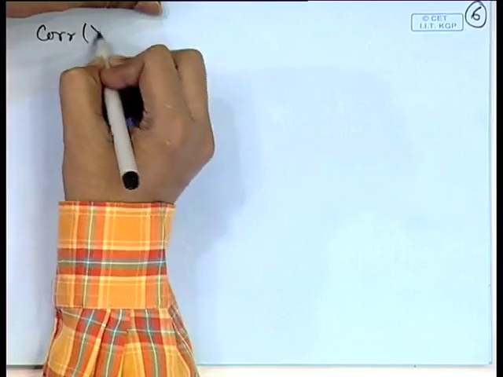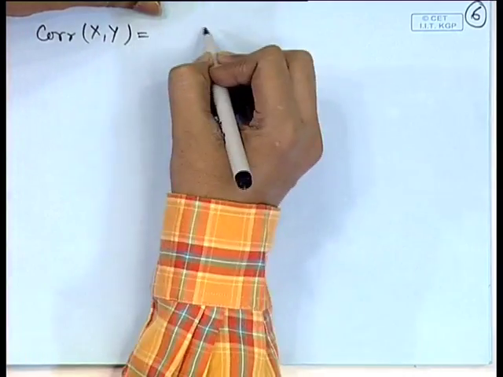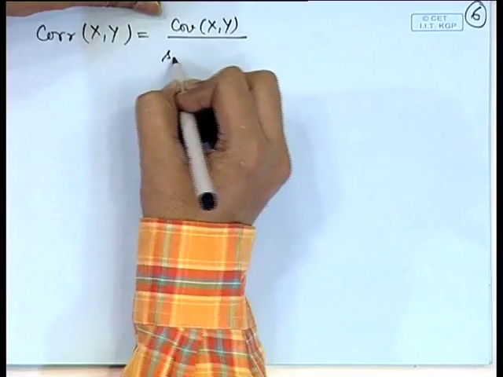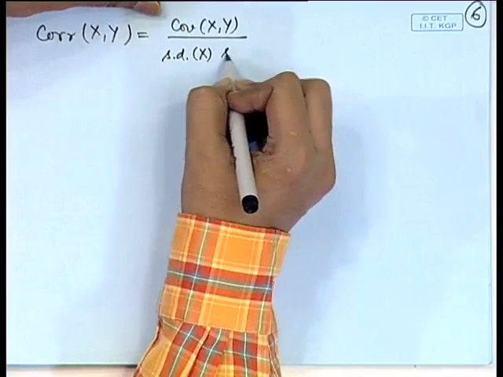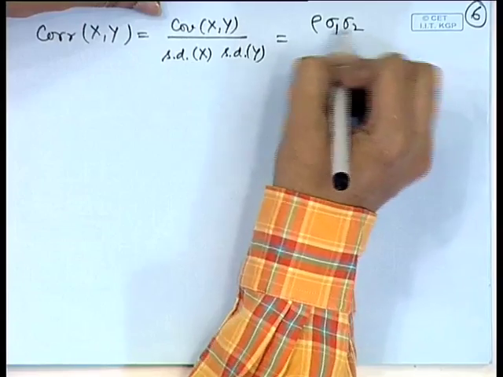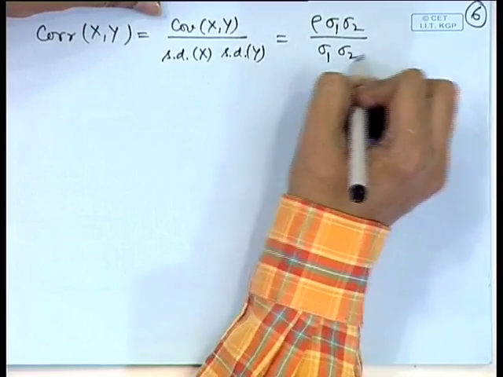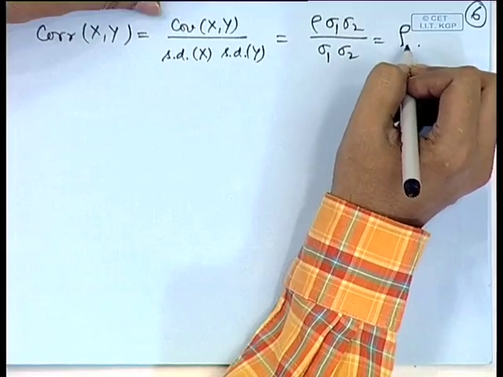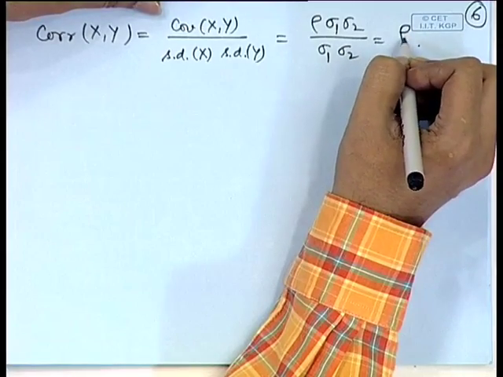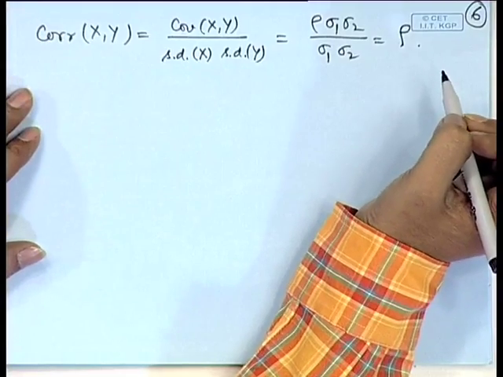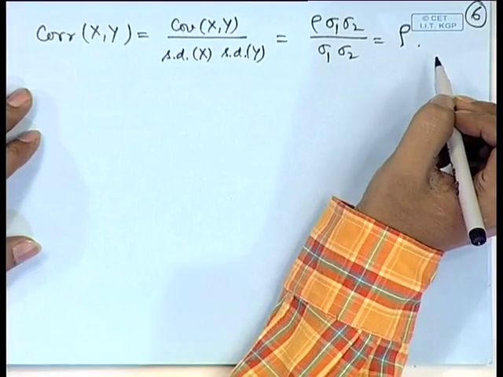Therefore, we can calculate the coefficient of correlation between x y as covariance between x y divided by standard deviation of x into standard deviation of y, that is equal to rho sigma 1 sigma 2 by sigma 1 sigma 2, that is equal to rho. So, the parameter rho of a bivariate normal distribution denotes the correlation coefficient between the random variables x and y.